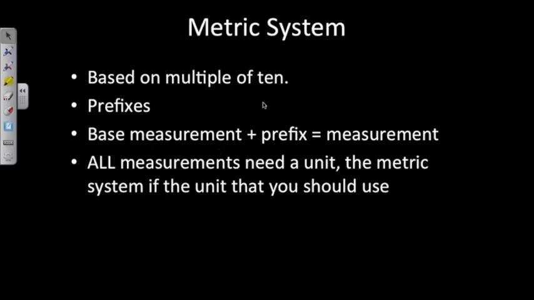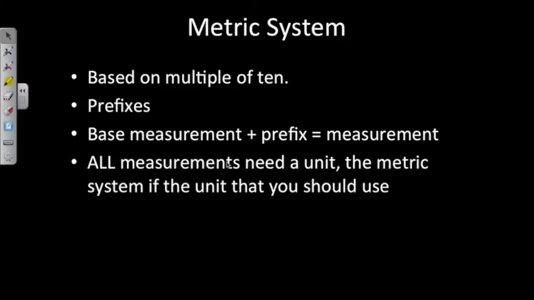It is based on multiples of 10. Each step that you go up or down the ladder in the metric system is a multiple of 10. It uses prefixes which indicate how many units of 10 are in that step. For example, kilo is 1,000. Centi is 100th. Think of century when you think of centi. We've got deca for 10, like a decade. So these words make sense.